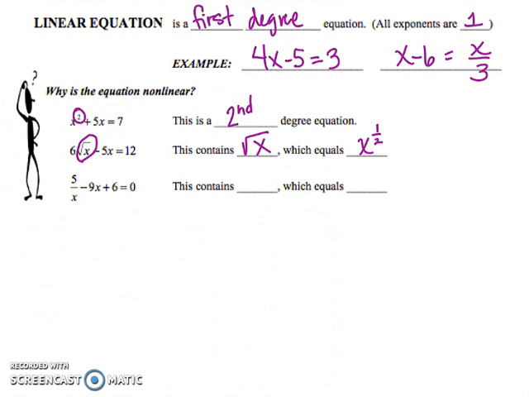And then our last one, this one's a little bit tricky, but the problem here is this 5 over x. Now you might say, well, that's an x to the first power, but the problem is it's x in the denominator. So if we bring it up to the numerator, remember we have to change the sign. So that actually makes it 5 times x to the -1 power, and that is not an exponent of +1, so that is nonlinear.